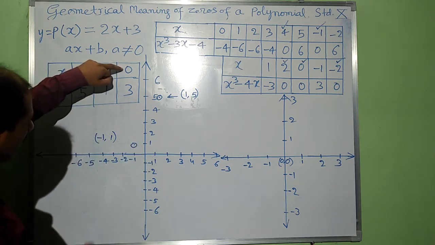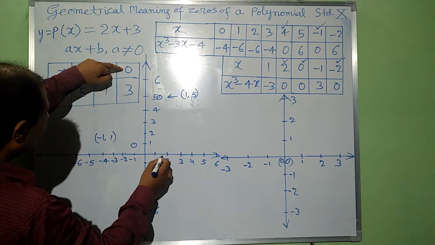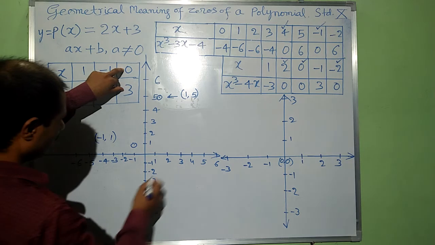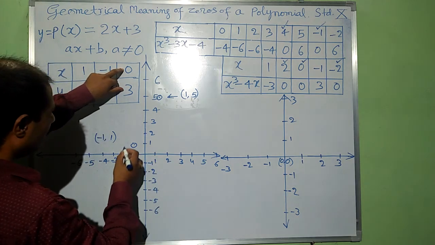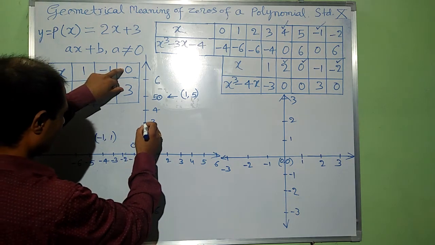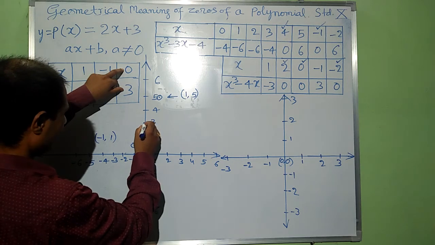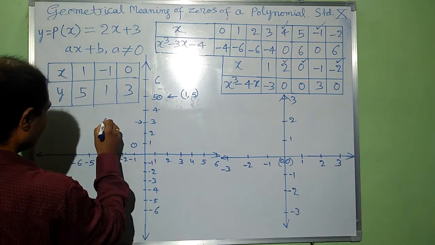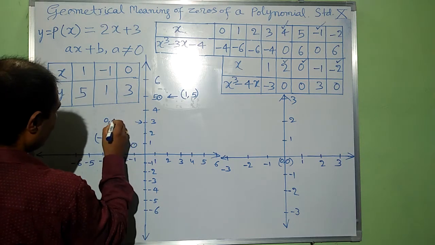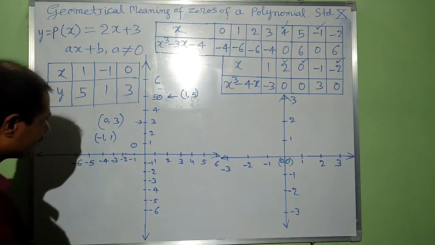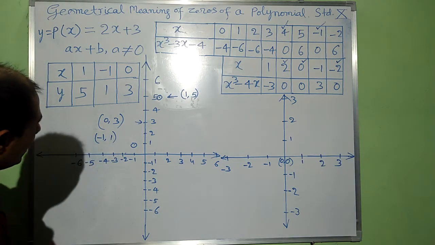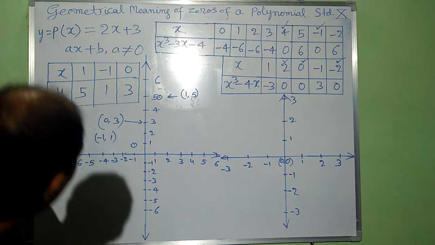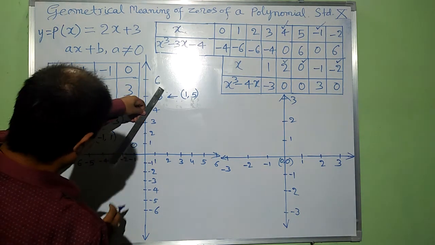After that, x is 0 and y is 3. This point. When we draw the graph, it looks like this.